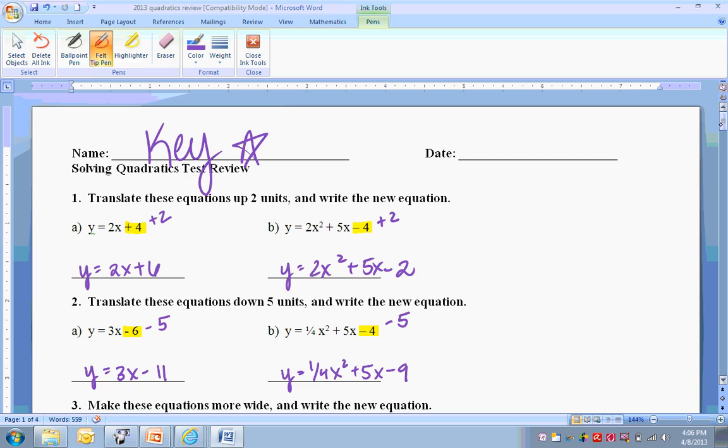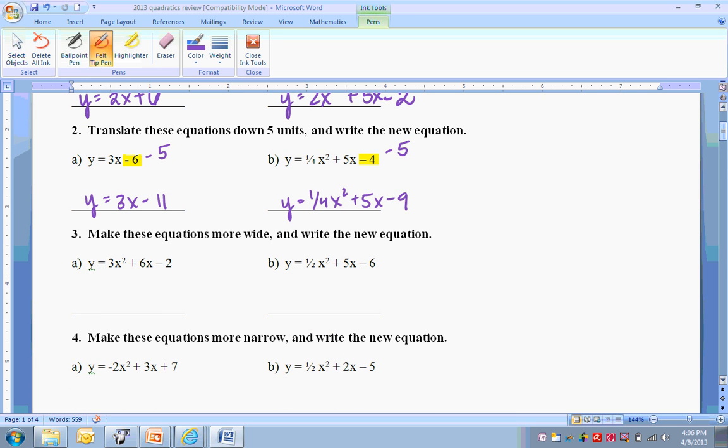All right, moving on to number 3. It asks us to make these equations more wide and write the new equation. Well, we know that when a decreases, our function becomes more wide. So a values are the numbers in front of x squared. So if I want my graph to become wider, I would need my a to become smaller. So for an equation, you can pick any number less than 3. So I'm going to choose y equals 2x squared plus 6x minus 2.